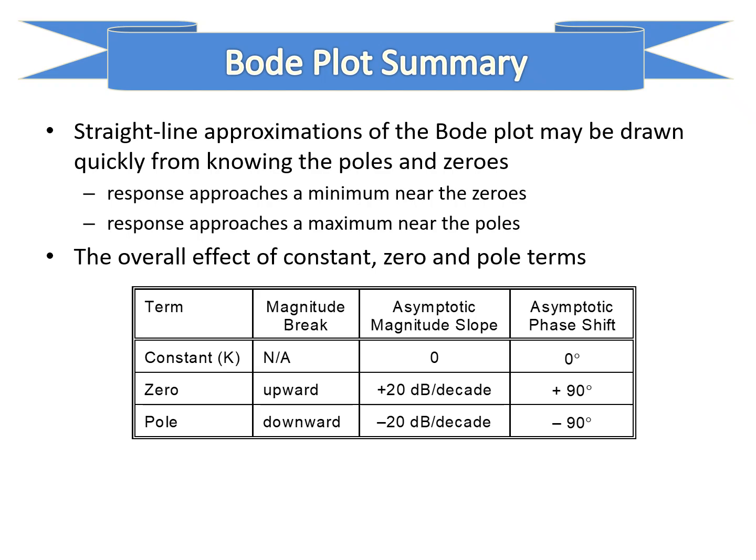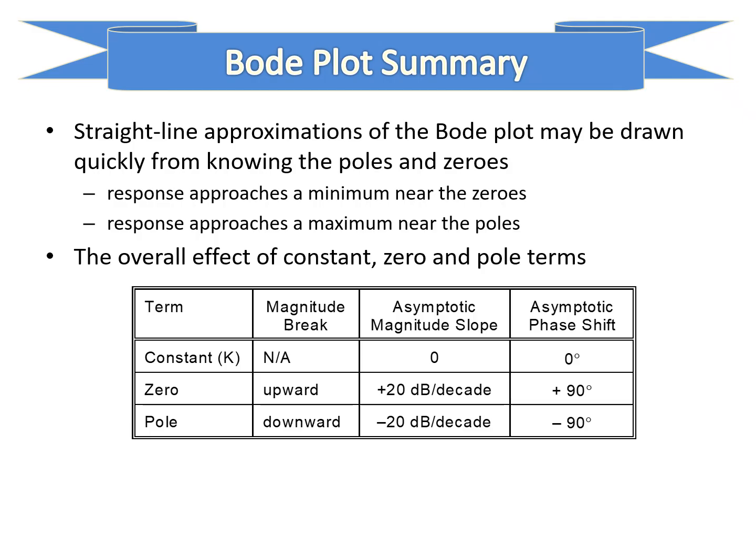Okay, both plots summary. Straight line approximation of both plots may be drawn quickly from knowing their poles and zeros. The response approaches a minimum near a zero, and the response approaches a maximum near a pole. Then the overall effect of constant, zeros and poles in the plot, we look at in the table.